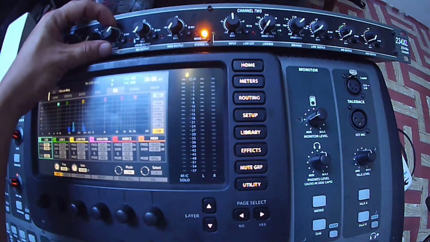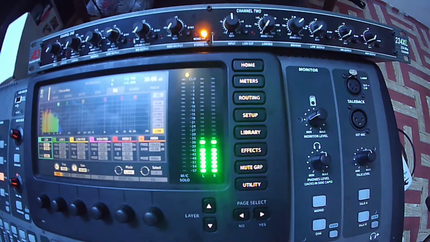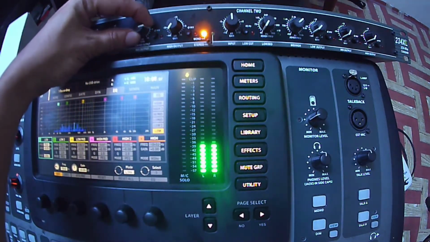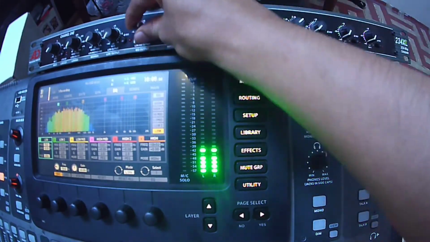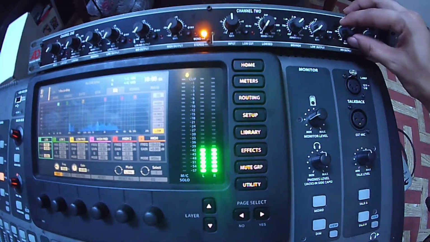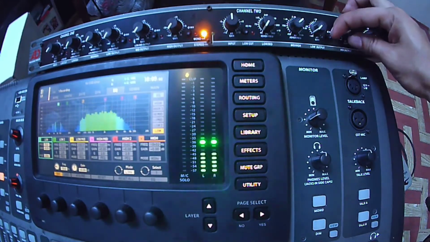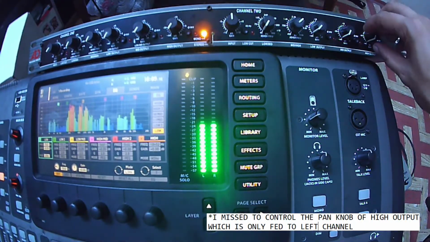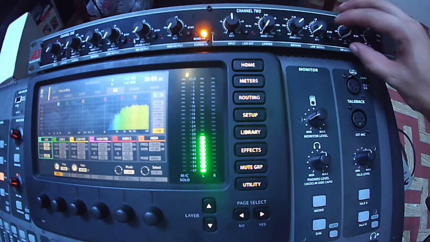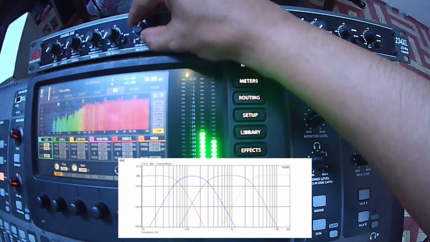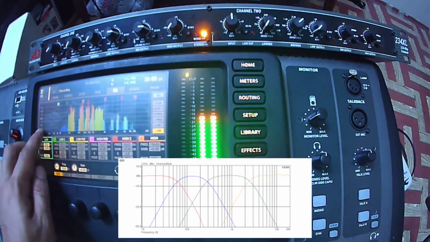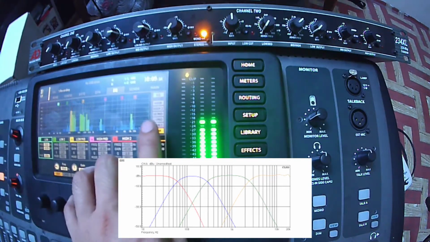Low output, low mid, high mid, and lastly the high. And let's see the summation of these four outputs. You can see that it is still balanced within the whole region from 20 Hz to 20 kHz.